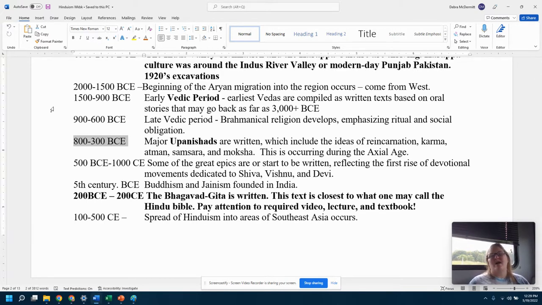This is when the Upanishads are written, which include ideas of reincarnation and karma and Atman and samsara, all these key terms that are really important, not just for the Brahmins, the priests, but the Upanishads is talking to the people. It's giving the people these key components and ideas. By people, I mean not just the priests, but the nobles, the warriors, some of the mercantile caste as well.